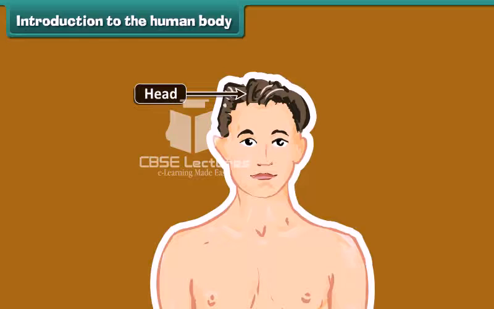Next body part is our face. The face has eyes, nose, tongue and ears. Below the face is the neck, which joins the head to the rest of the body. It helps the head move towards right and left and up and down. It is cylindrical in shape.